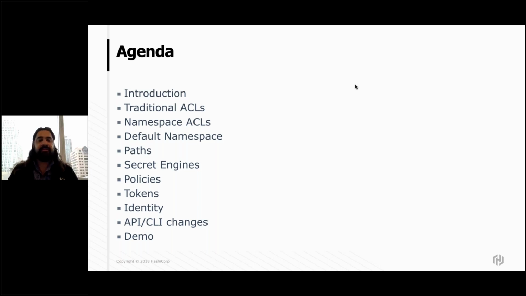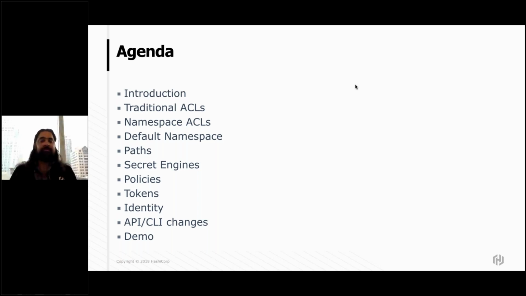Such as pathing, how to deal with secret engines and namespaces, how you can get your policies added to the system and the differences between the namespace policies and the normal policies, how tokens are affected, and then how identity and API and CLI changes are done. And then afterwards, I'll be doing a brief demo and demoing how some of these things work within the GUI and also within the command line interface.